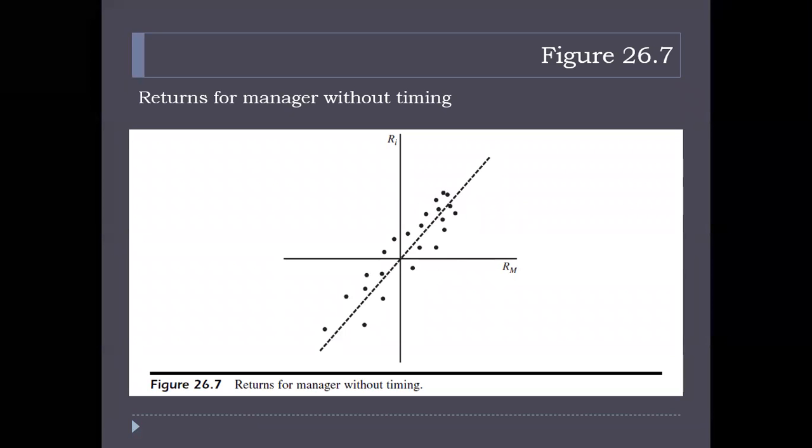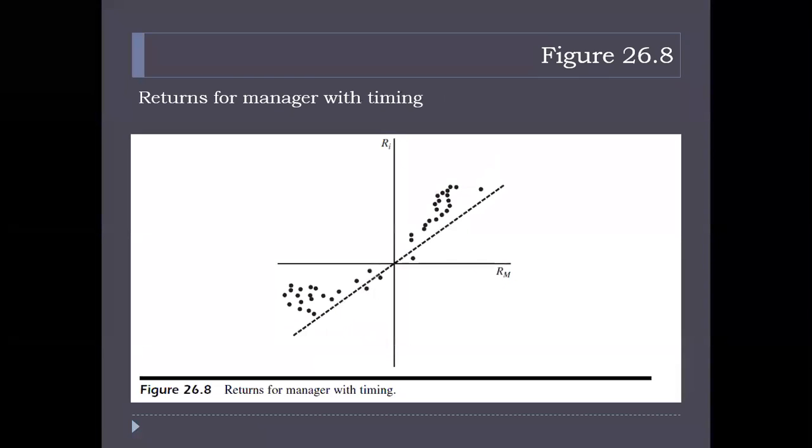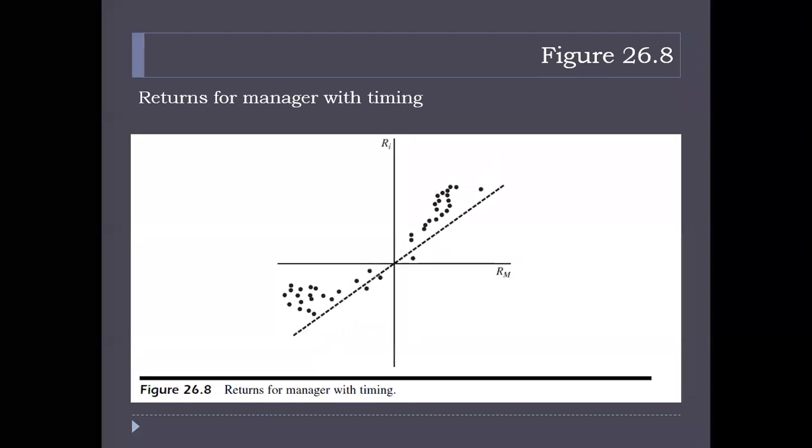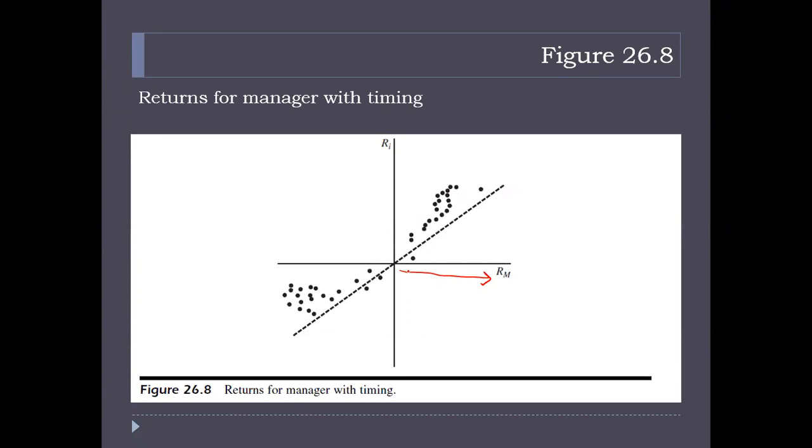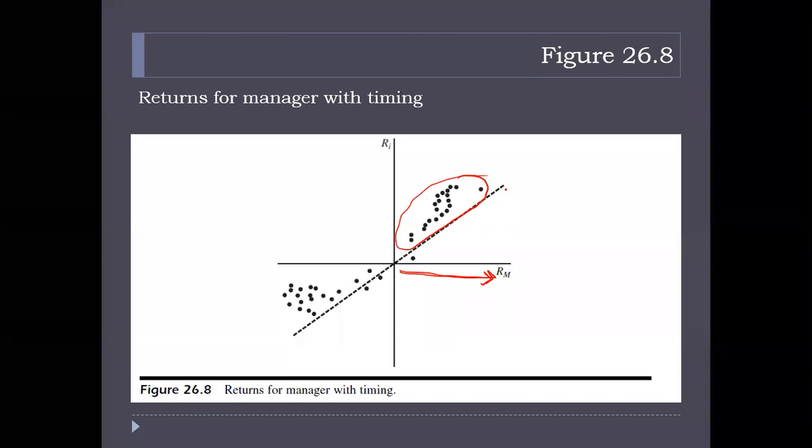But in the opposite case, which is more desirable in case of timing, when the market is doing very good, in this region in the positive direction, you have a higher beta and you are getting higher return for your strategy. That's why these dots are above the normal expectation line, above the average beta line.